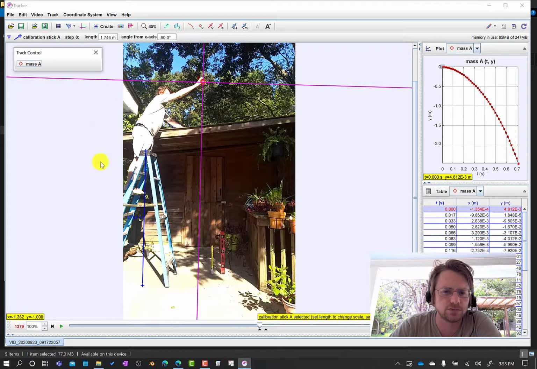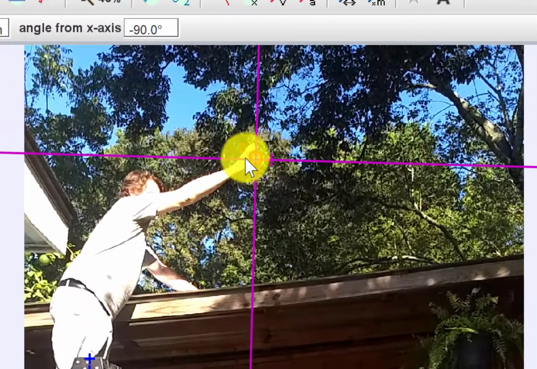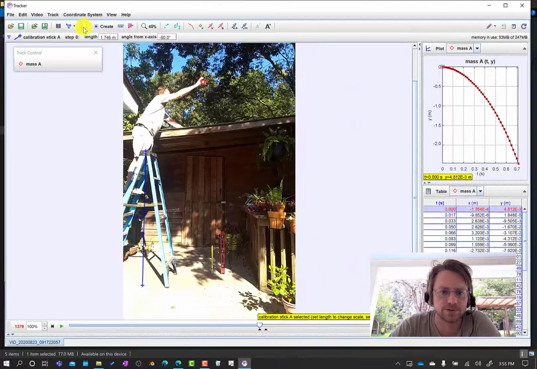Here in this video, I've recorded myself standing, as you can see, on top of a ladder precariously in my backyard, and I'm going to drop a baseball, which is where this targeting reticle is focused right now. The camera's a little bit at an angle, so the coordinate axes are a little bit off, but that's okay. We're going to play the video in slow motion.